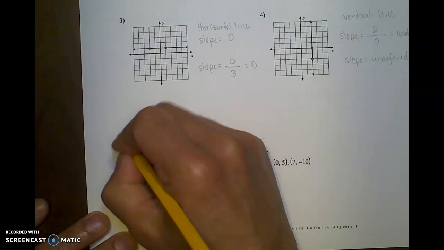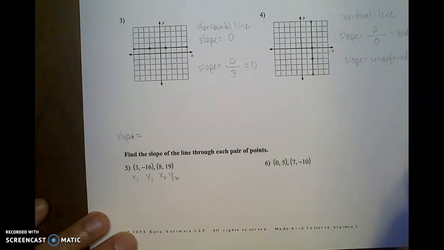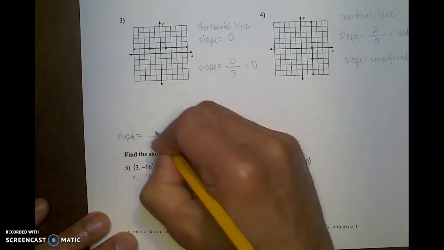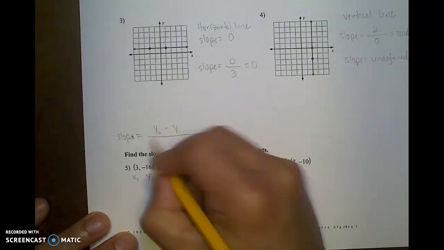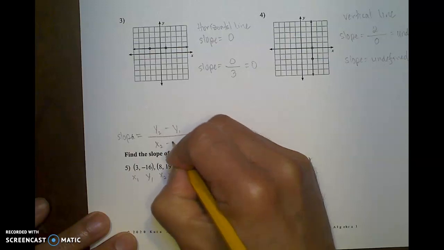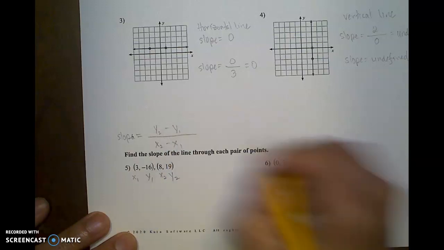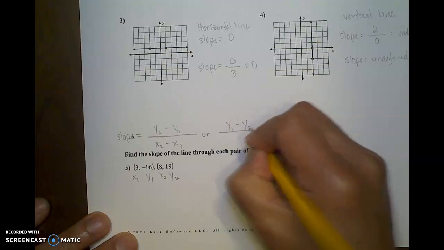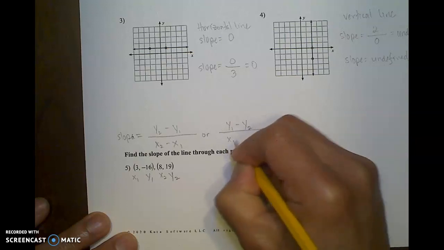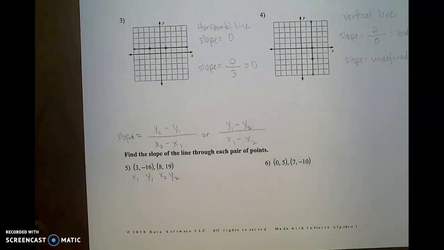So again, reminding you, I'll write it up here. The formula for slope, y2 minus y1 over x2 minus x1, or if you want to do y1 minus y2 over x1 minus x2, either one's going to work.